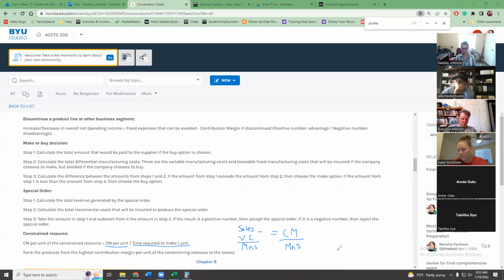And they will give you different products with different contribution margins and different minutes. And you just need to rank them from 1 to 3, 1 being the highest number, because that's the one that gives the most contribution margin per minute. And every time they ask how much they are willing to pay for this product or whatever, it's always the lowest one with the contribution margin divided by the minutes. Always the lowest. And we're going to do a question like that one.